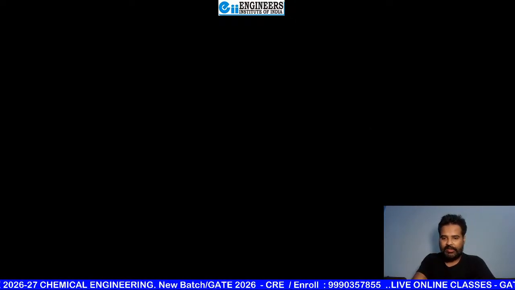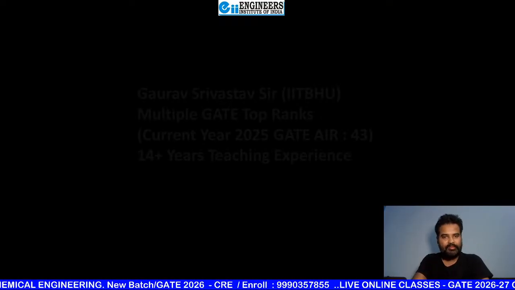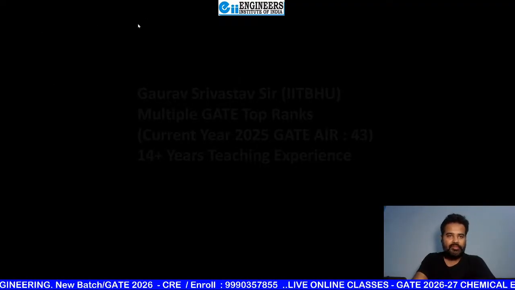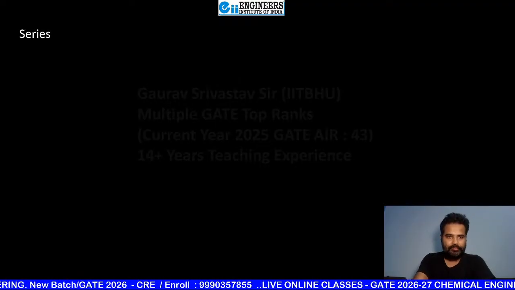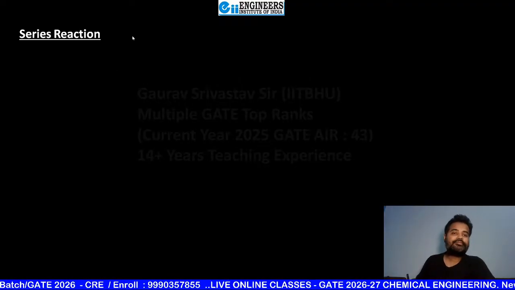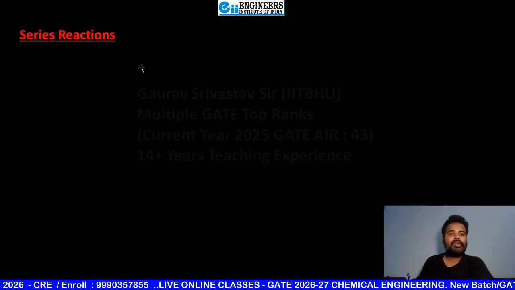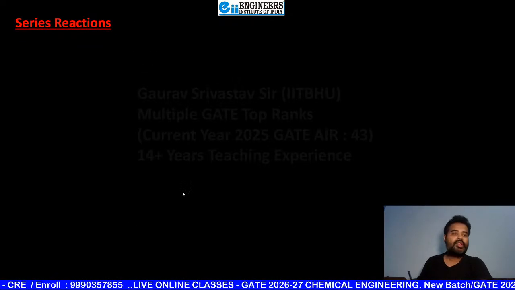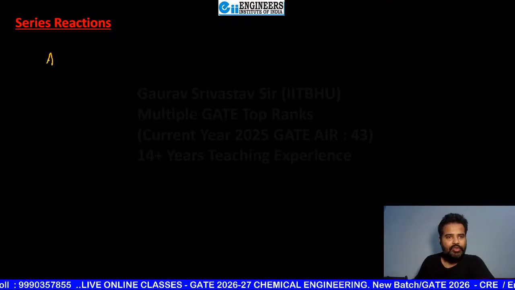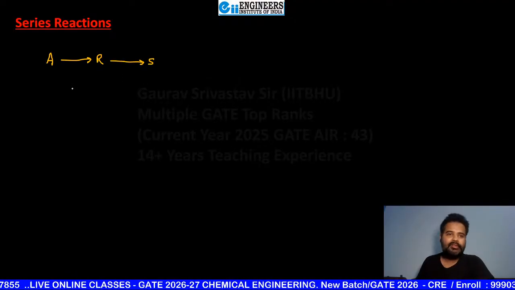That means now we can start the next topic. So the next topic is series reaction. Now we are going to see the kinetics of series reaction. So please everyone write series reactions. Everyone knows the basics of series reaction. That means in order to get the final product, some intermediate is formed first. So a simple series reaction you can write like A forming R forming S.